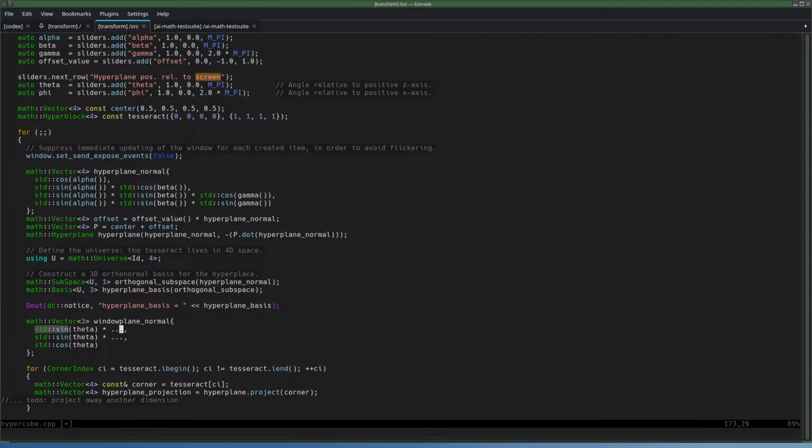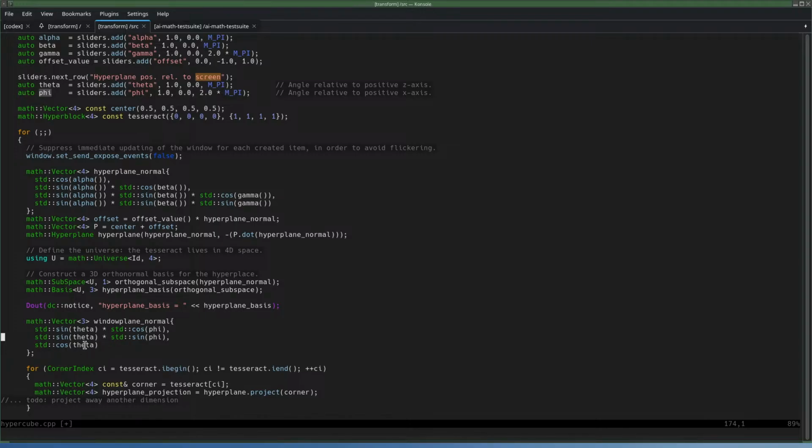And then phi was the angle relative to the x-axis. So if phi is 0, then we should get something that is totally in the x-axis. In other words, the x component has to be multiplied by the cosine of phi. And then this, well, I don't know, probably just sine of phi. Except that maybe a minus sign is missing here now.